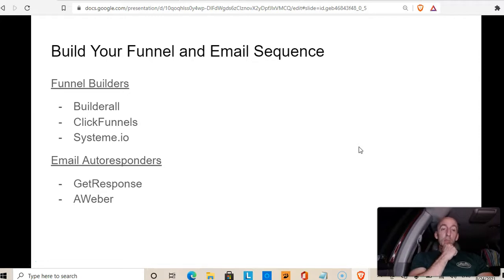The thing is, with affiliate marketing, you can be banned if you're using affiliate links with your autoresponder, and they tend to ban a lot of people. These two are the safest ones out there. Now with Builderall and System.io, your autoresponder is actually built into the system. So all you need to do is pay for the one system and that's it. It's all set up for you.